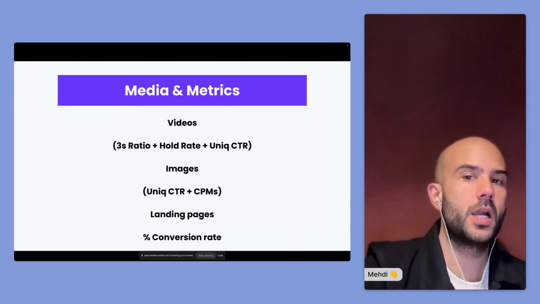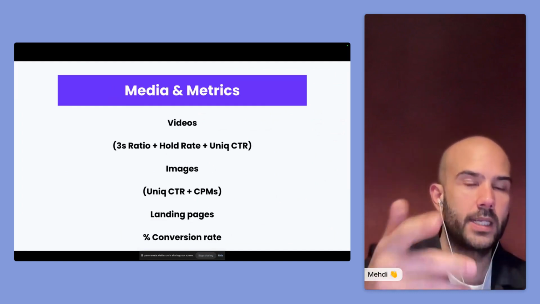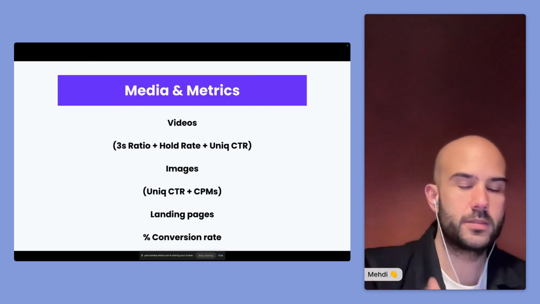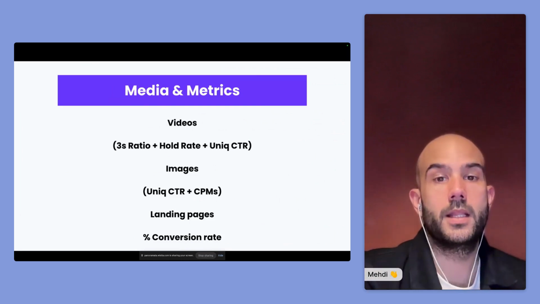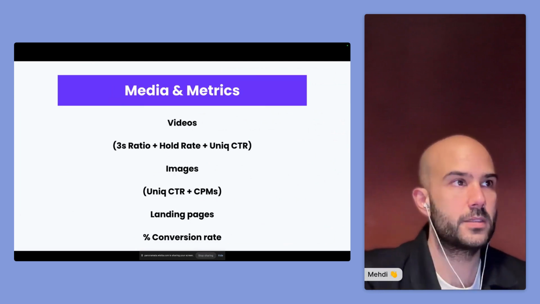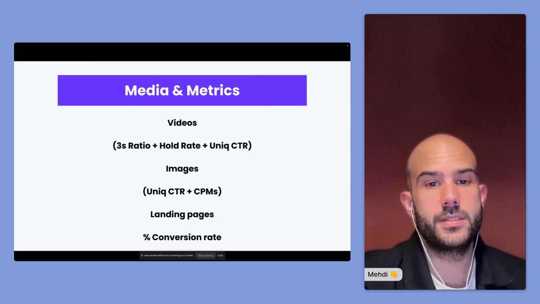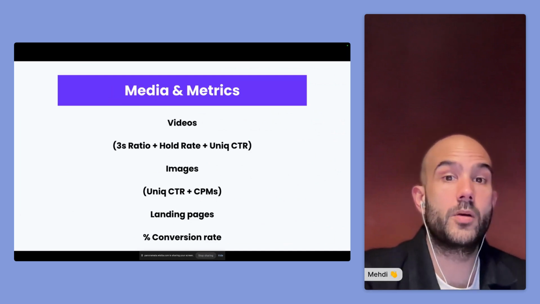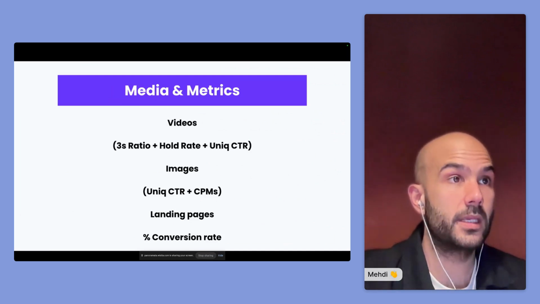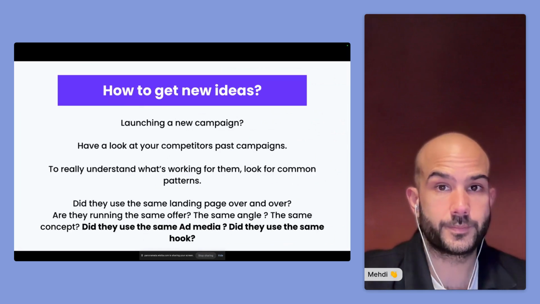And that unique CTR is, of course, the amount of unique people clicking on your ad after watching it. Works the same way for the images. The click is going to be the main leading metric here. Same thing, again, we're going to have a chat about this just right after. For the landing pages, the conversion rate is how many people, after watching the ad and clicking on the ad, are actually making the purchase at the end.